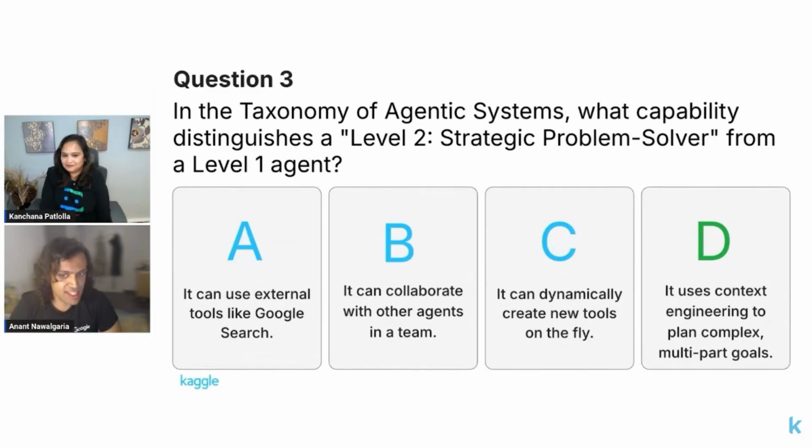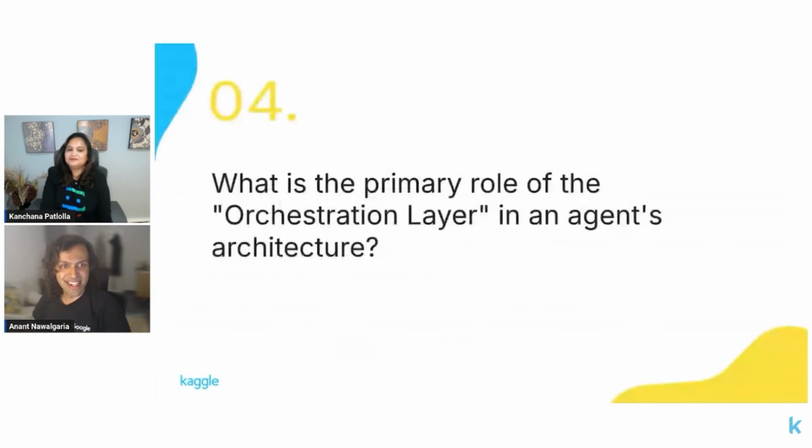That's option C. And D is the level 2 strategic problem solver. All right, moving on to the next question.